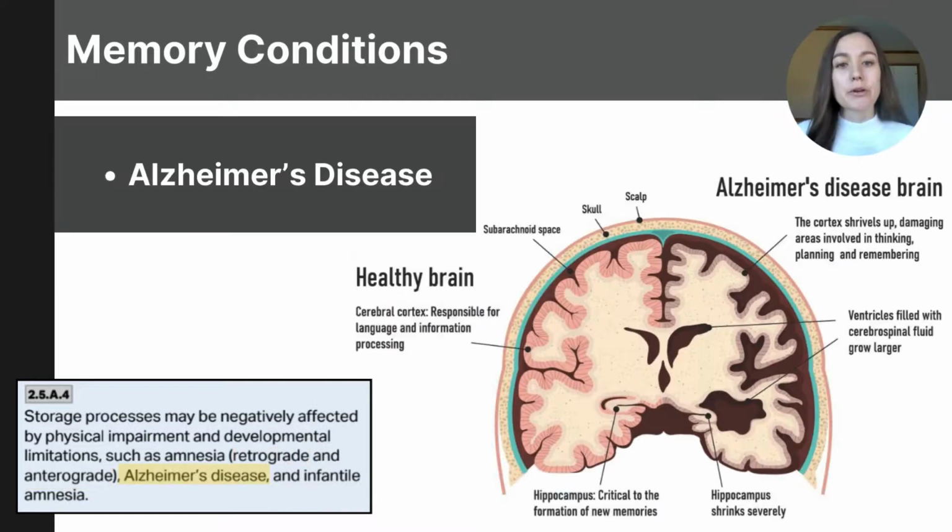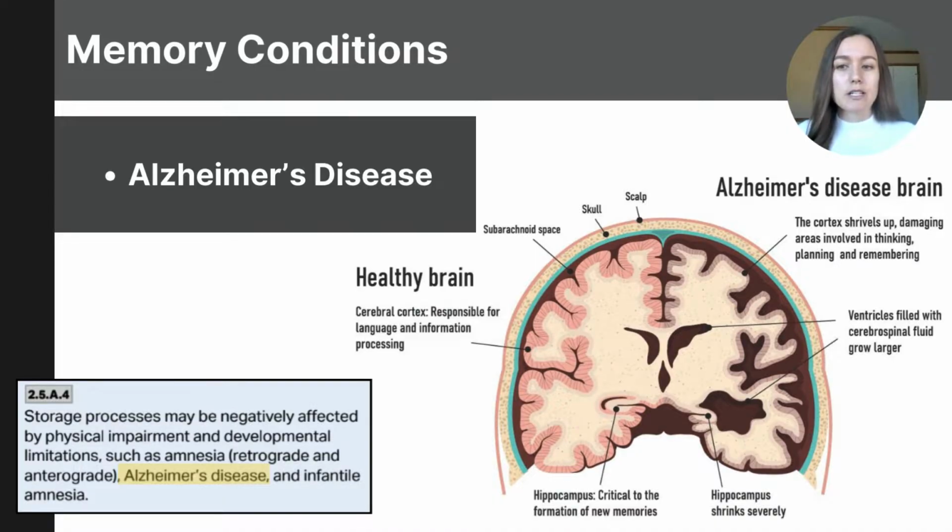Now, the final memory condition you need to be familiar with is Alzheimer's disease. But I want to back up just a little bit because Alzheimer's disease is under a broader category called dementia. And dementia is just a term that refers to conditions where memory and thinking are impaired and it affects daily functioning. So, dementia is a larger, more broad category, and Alzheimer's disease is a type of dementia, and it's actually the most common type of dementia.